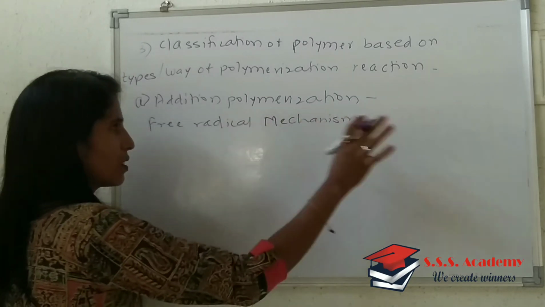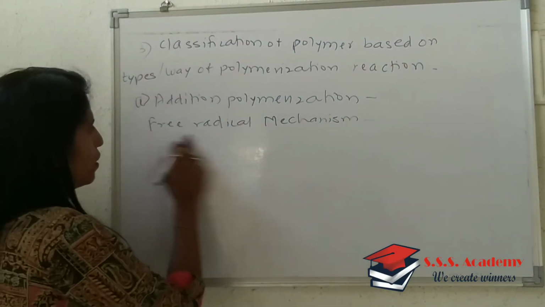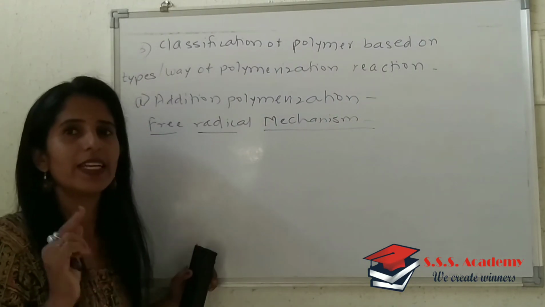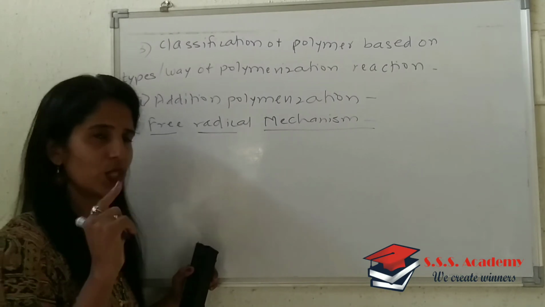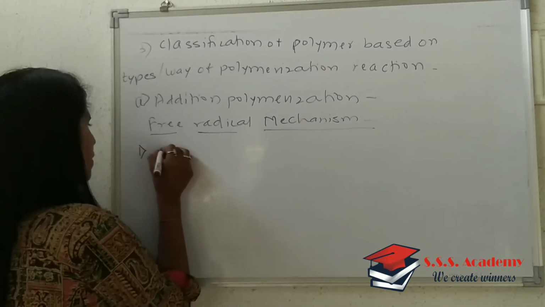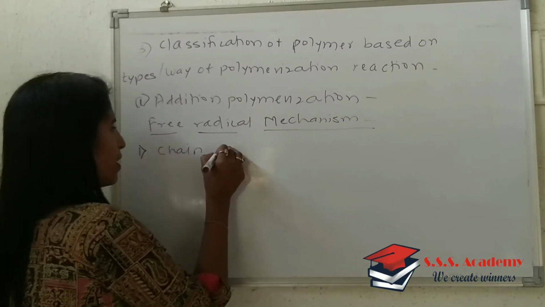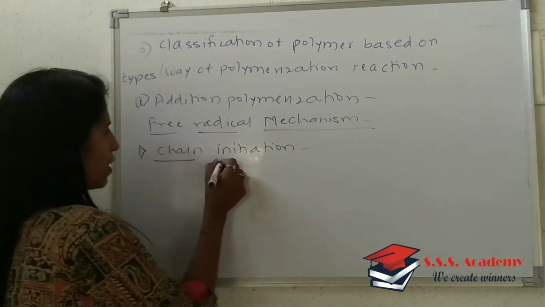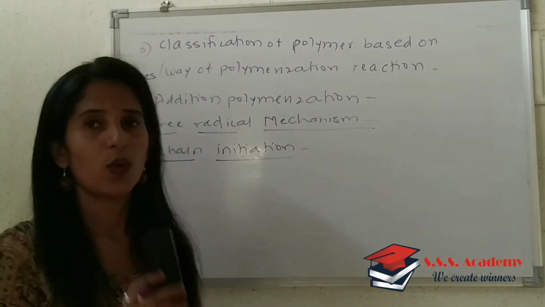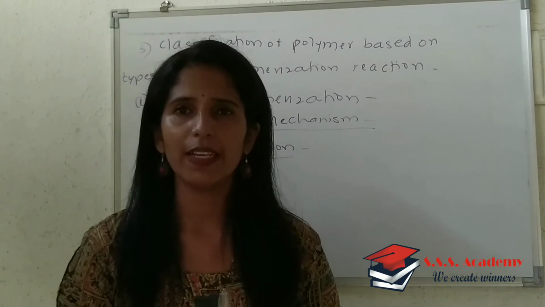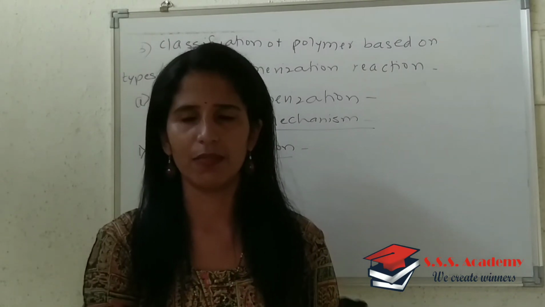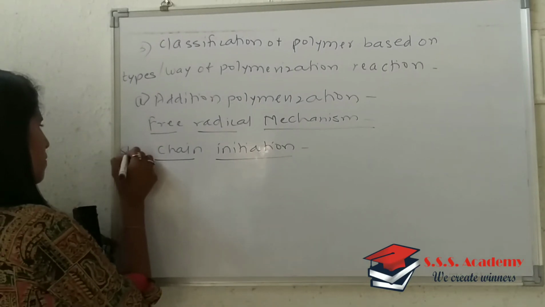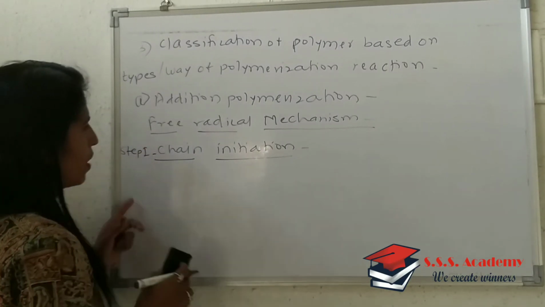Once these three points are over, write the title as free radical mechanism. Next, write that it involves three steps, out of which we are going to see the first in somewhat detail. The first step is called chain initiation. So write down the title as chain initiation. You can also call it step 1.